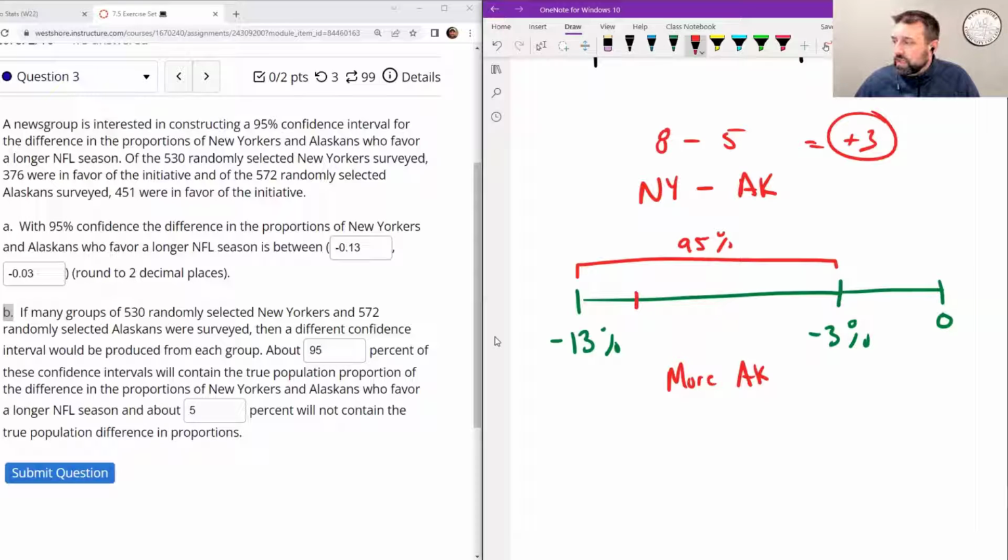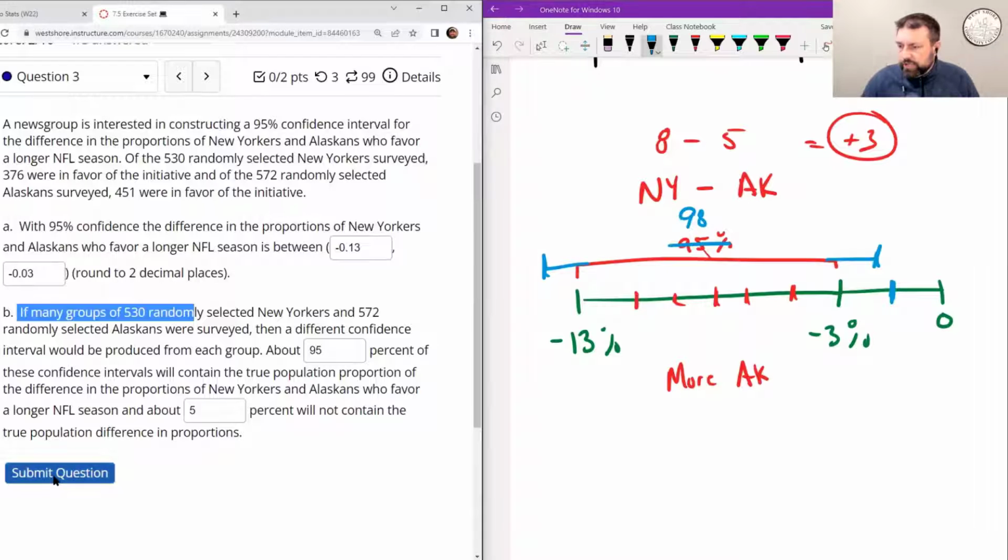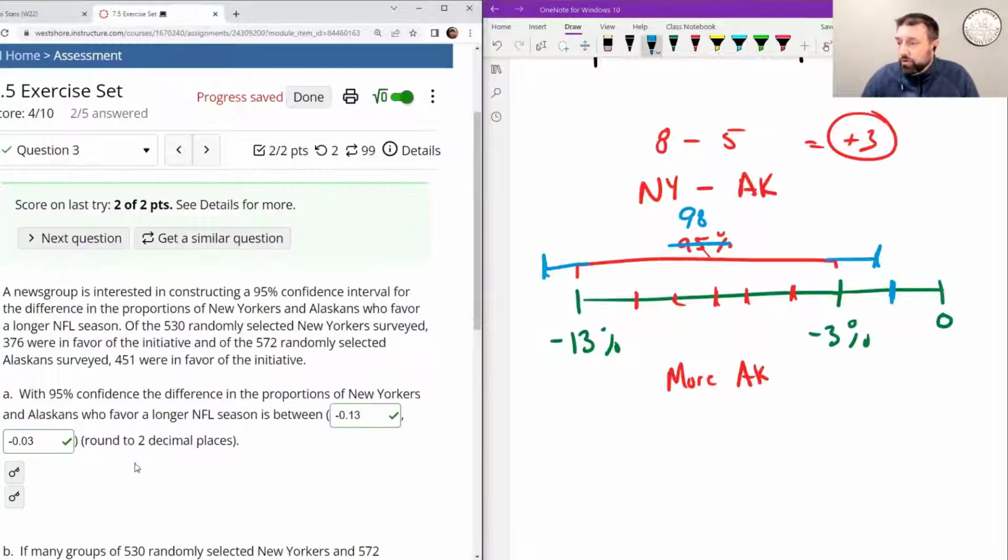You're going to survey once and maybe it's here. You're going to survey again, maybe it's here, maybe it's here, maybe it's here, maybe it's here. And then maybe you have one that's over here. And that's okay. You can have things that are outside of your interval. We're talking about probabilities. We're talking about degrees of confidence, 95% confidence. If you want to be more confident, you increase this 95 up to a 98. Now your interval gets a little bit wider. Okay, let's see if we got it right. And there we go. Cool, we got it right.